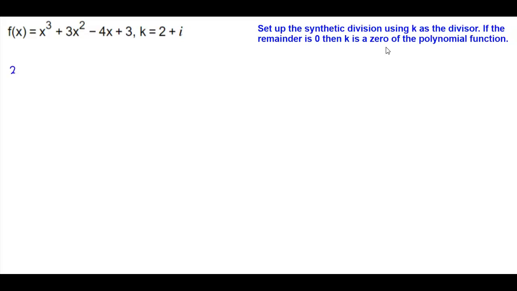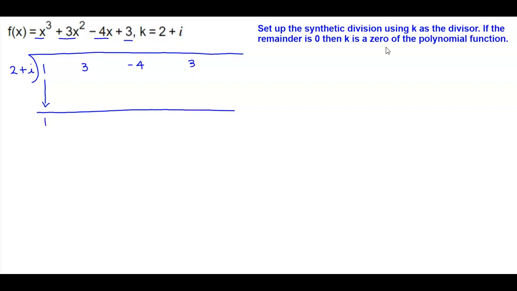So we know that 2 plus i, and we're going to use synthetic division by using the coefficients of the polynomial. So the first coefficient is 1, the next coefficient is 3, next one is -4, and the last one is 3. Okay, so we're first going to bring down the 1. So 2 plus i times 1 is going to give us 2 plus i. Now we're going to add the numbers here, the real part. So 3 plus 2 is going to give us 5, and that's 5 plus i.